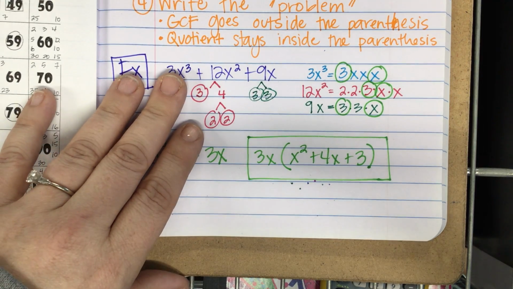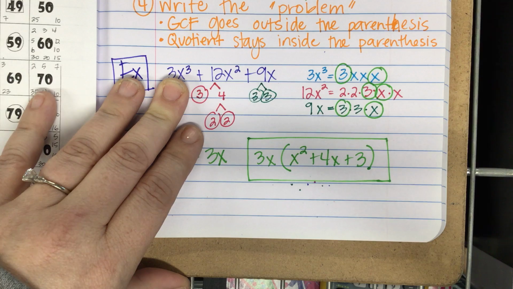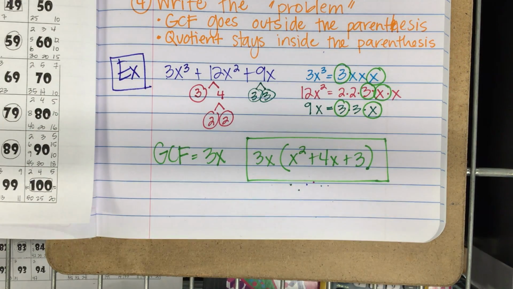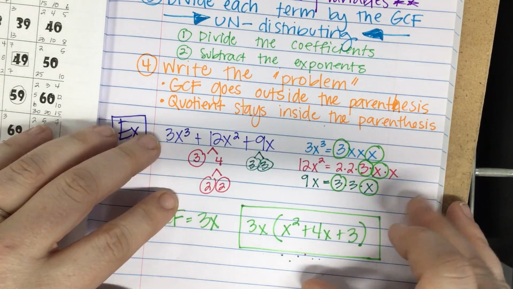If it was 9x squared, would the greatest common factor be x squared? Because you're looking for the most things that they share.